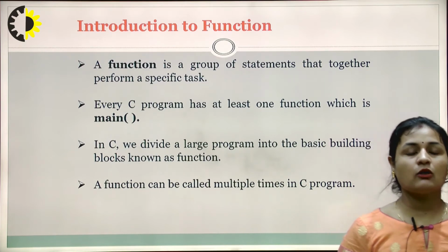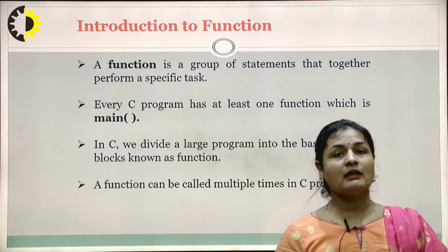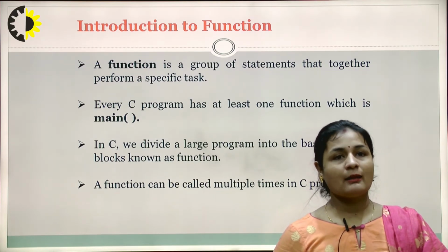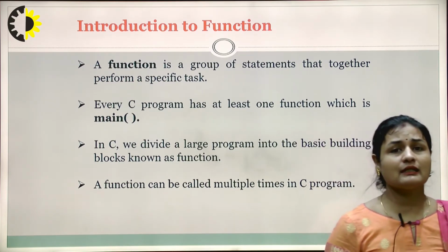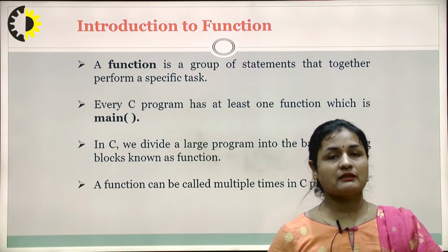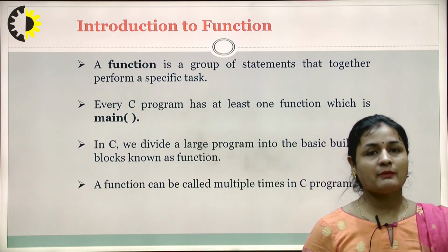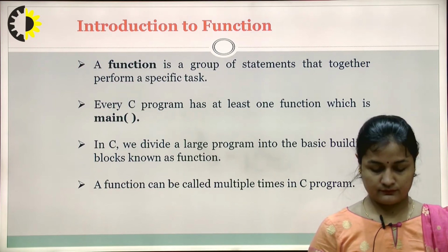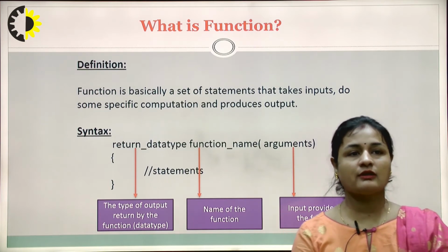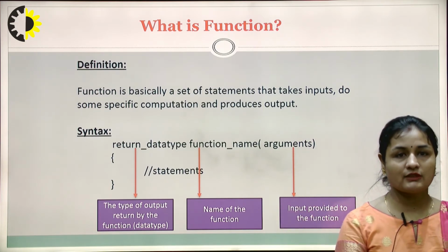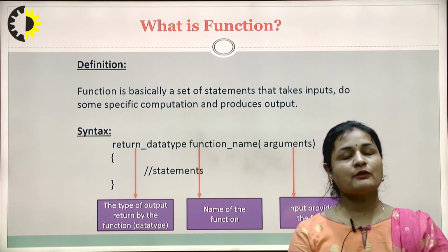A function can be called multiple times in a C program. Function is reusable. We can call a function multiple times in a program. And a function is basically dedicated to perform a specific task. For example, to perform sum, we can use a function. To perform multiplication, we can use a function. Basically, the definition of a function is a set of statements that take inputs, do some specific computation on it, and produce the output.